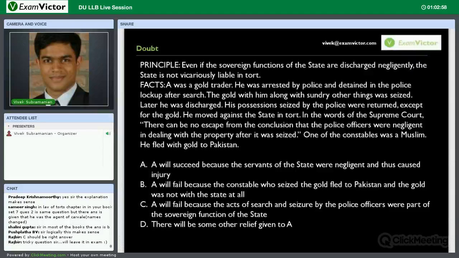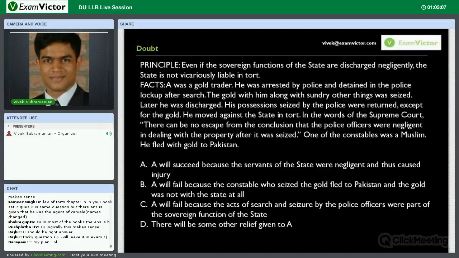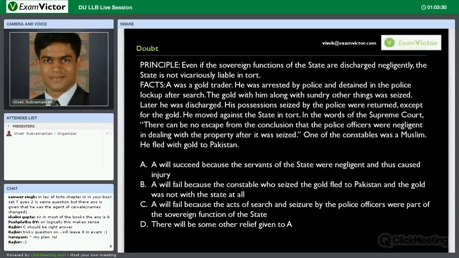Principle is, even if the sovereign functions of the state are discharged negligently, the state is not vicariously liable in tort. Well, there is a principle of tort which says that the state is vicariously liable in general, but not in respect of sovereign functions of the state. So now the functions of the state are divided in two parts, sovereign functions and non-sovereign functions. Non-sovereign functions can also be termed as welfare functions or social functions like that. Sovereign functions are those functions of the state which are essential and which are performed exclusively by the state.